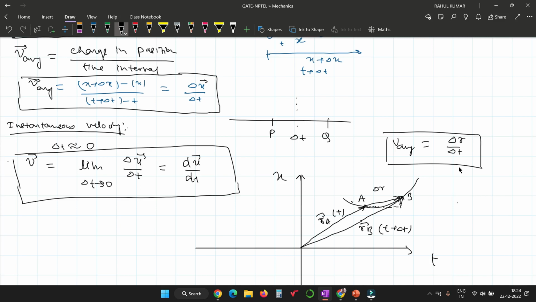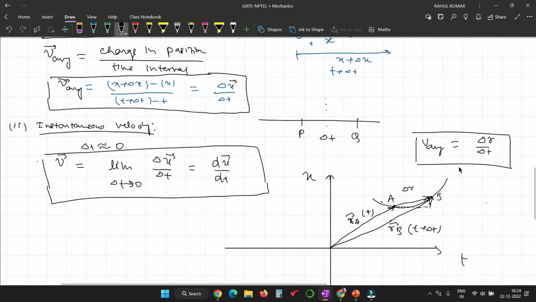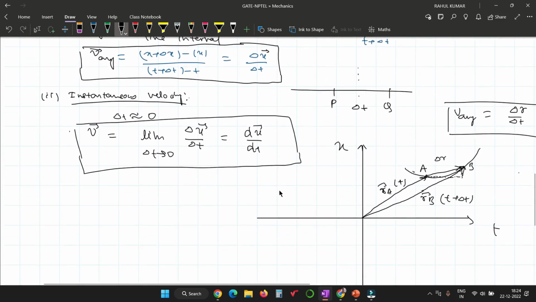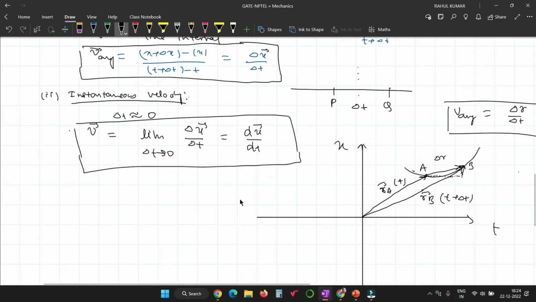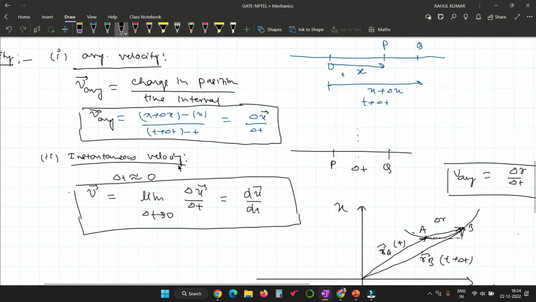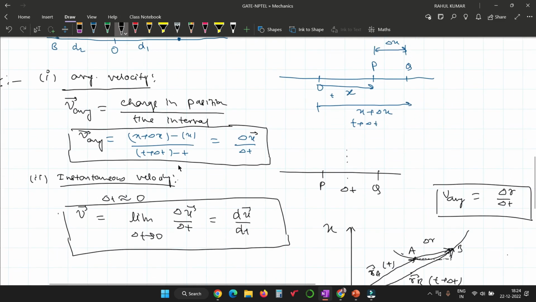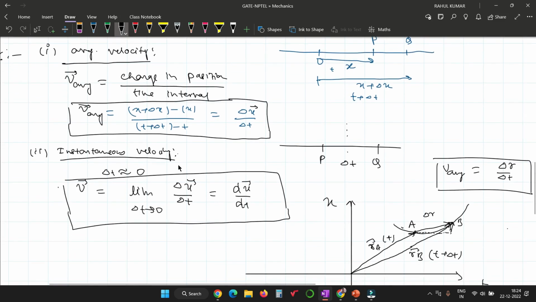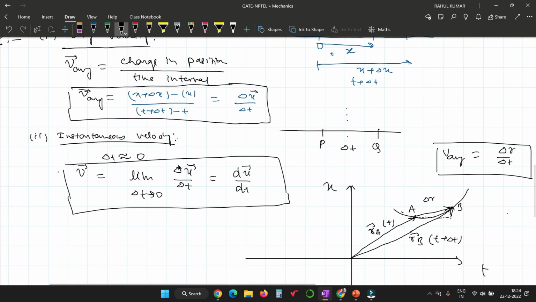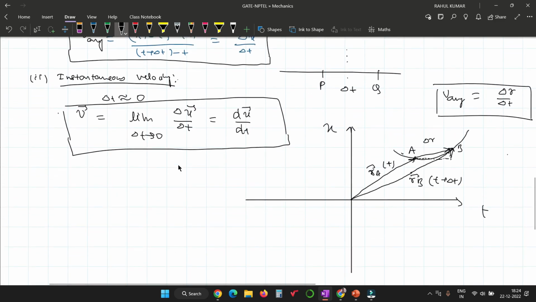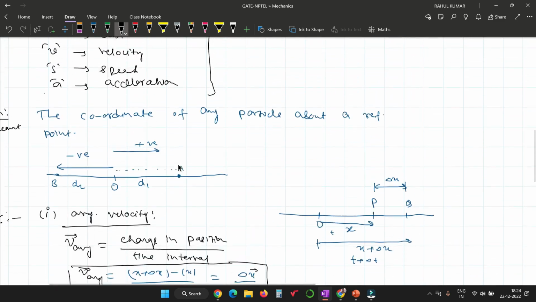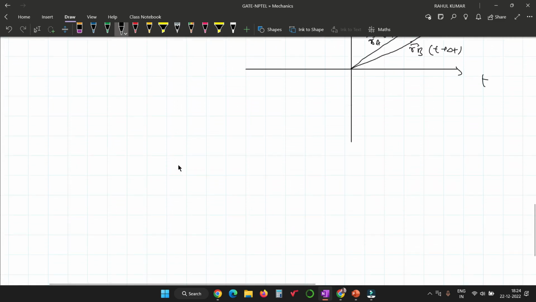So don't confuse them, okay? Because the name itself says instantaneous velocity, which means it is talking about the velocity at a certain time. But the average velocity is talking about the velocity over a certain interval, I mean there is a finite time difference. Okay, is there any doubt? So I talked about average velocity and instantaneous velocity.